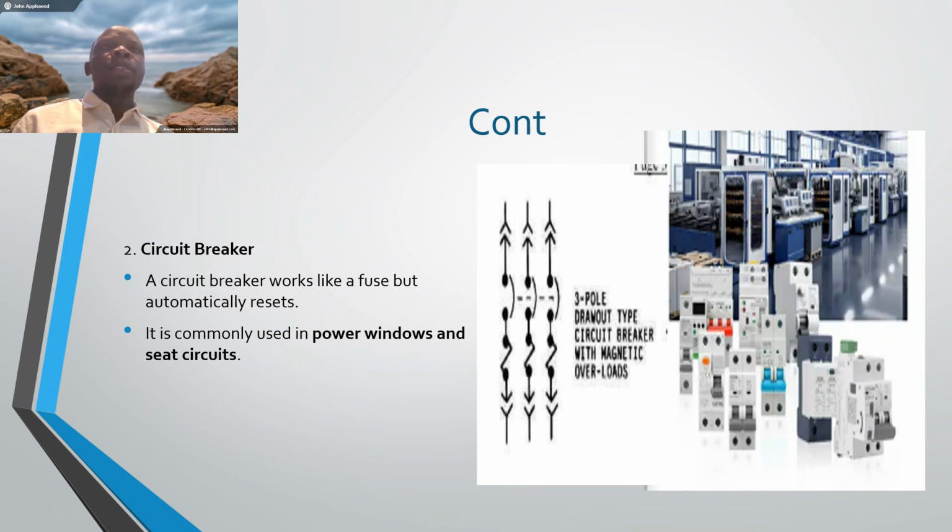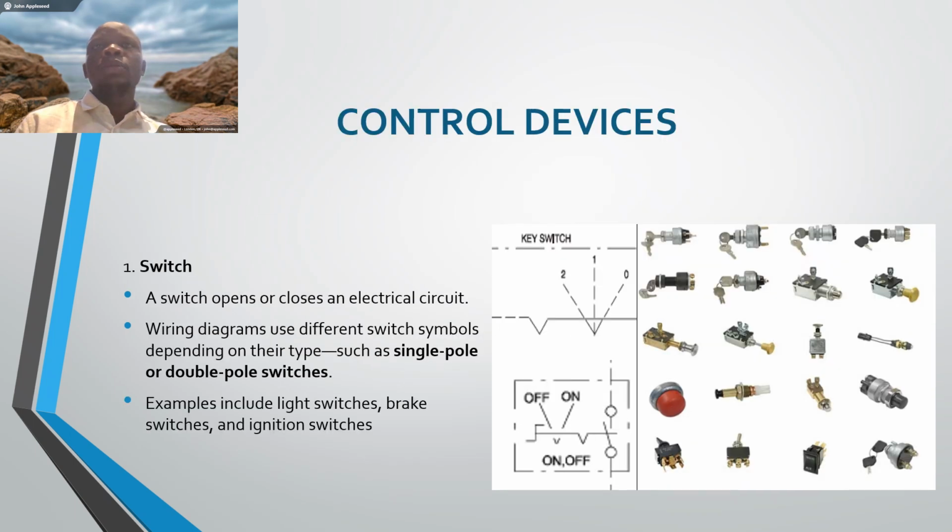Circuit breakers. A circuit breaker works like a fuse, but the difference here is when power exceeds the limit for a circuit breaker, it trips, so you can reset and reuse it again. Unlike a fuse, when current exceeds the limit, it melts off, so you have to replace it. It is commonly used in power windows, under seat sockets, and many other components.